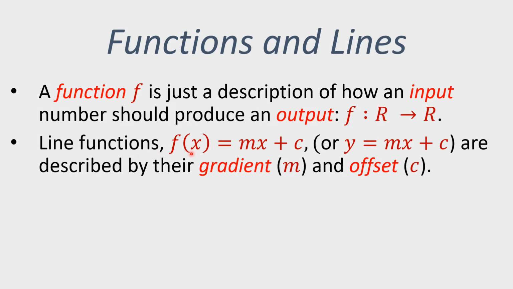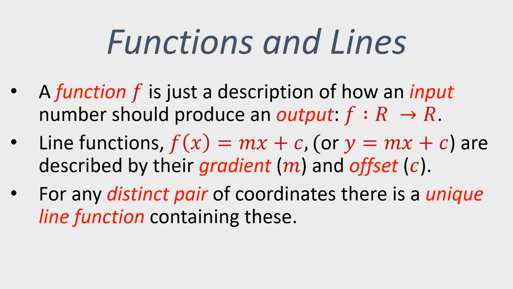So these take the form: the function is described as some value m, which we call the gradient of the function. This multiplies the input, and to the outcome we add this quantity called the offset, denoted by c. Sometimes I'll write a line function in that style. More often I will write it in this form here.